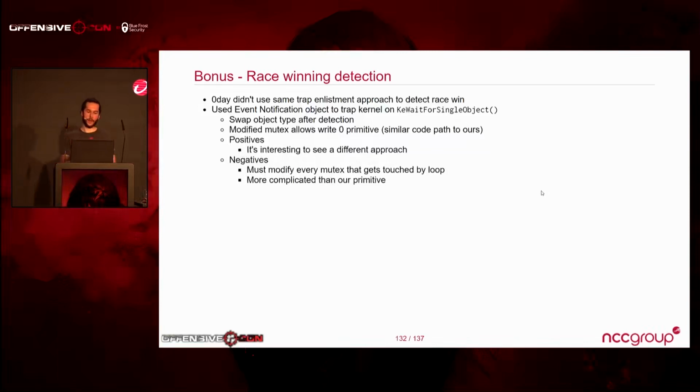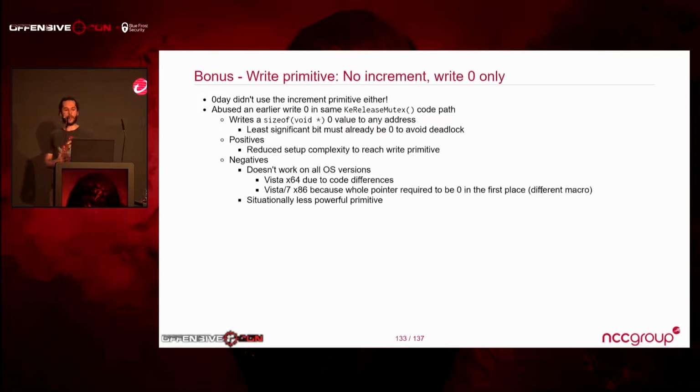It's also more complicated than our method, because our method is just setting a flag and checking if the flag is unset, which was quite nice. Their method also dictated what they use afterward, which is that they don't use an increment either. They use the write zero primitive, so I was like, well, that's cool. They didn't even use the increment. They use the write zero in the same kind of path where we found the increment, which is quite interesting. And so they have the capability to write zero to any address.